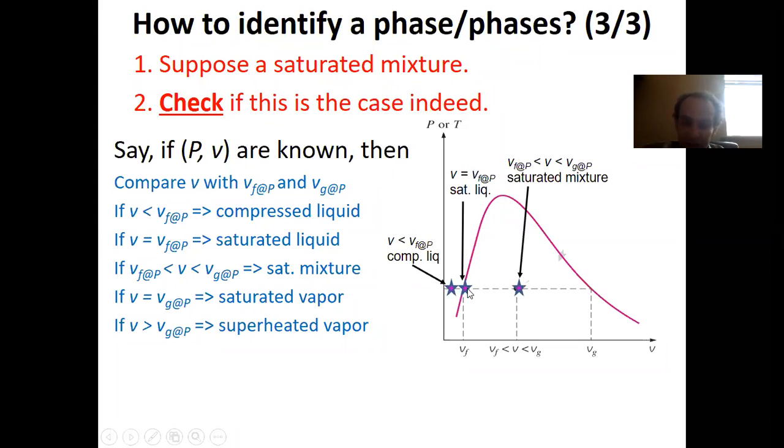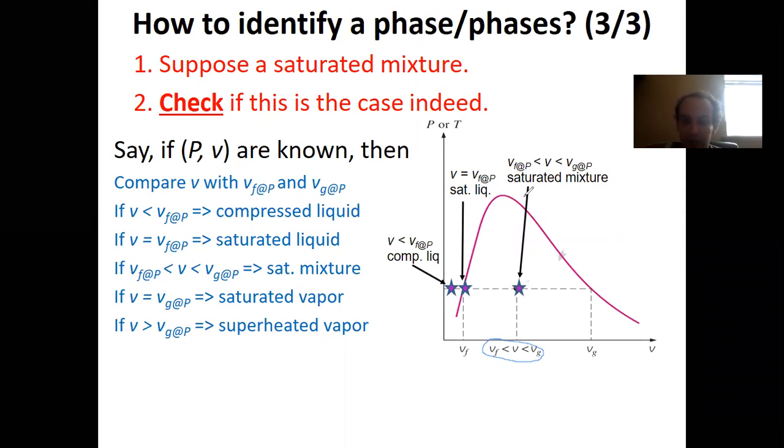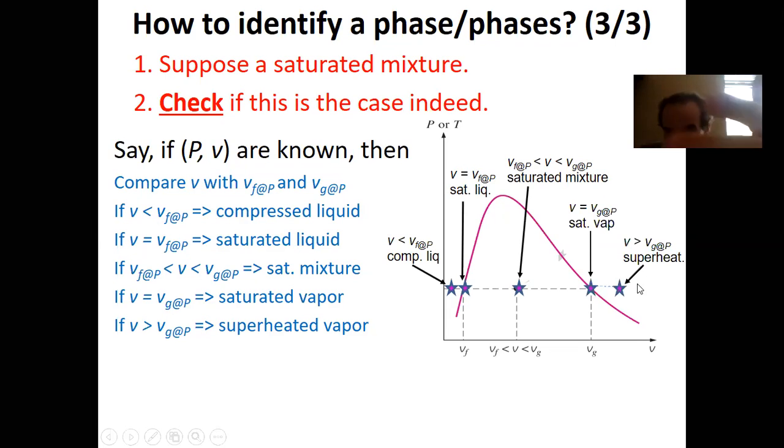If I'm in between this way, if my specific volume is in between these two values, it's saturated mixture. Eventually, if my volume is equal to saturated vapor volume, it's saturated. If some animal looks like a dog and barks like a dog, it's a dog. And if my specific volume is larger than saturated, then it's superheated, it's hotter. And from here again, you will go to the compressed table, superheated table, and saturated table.